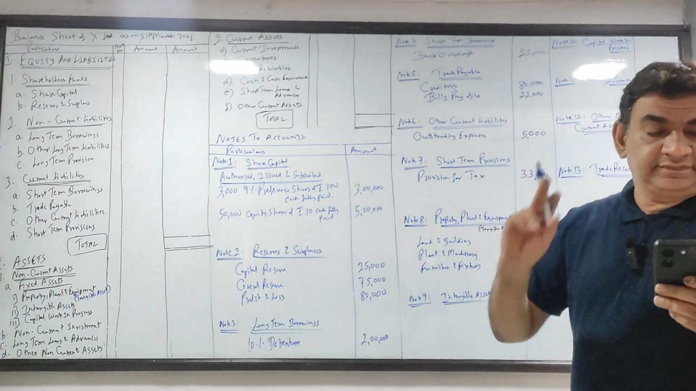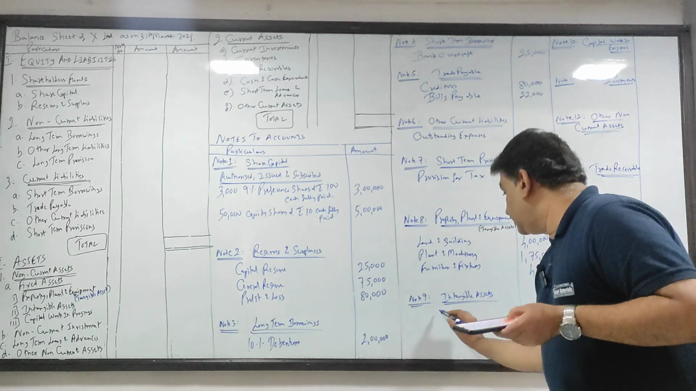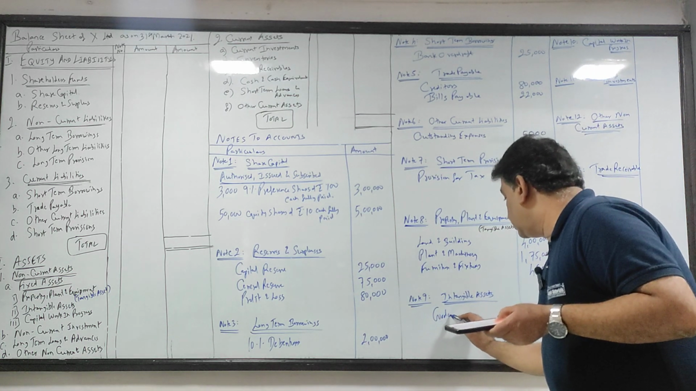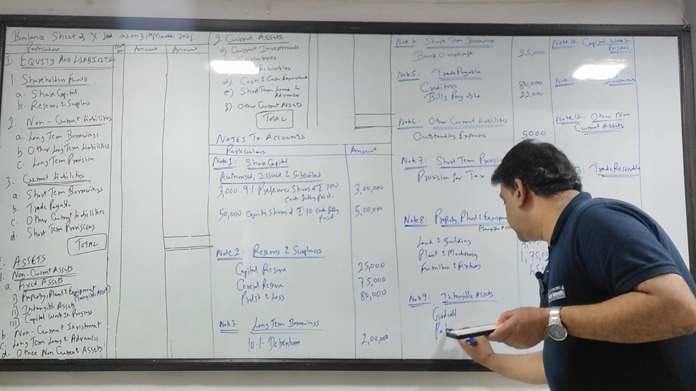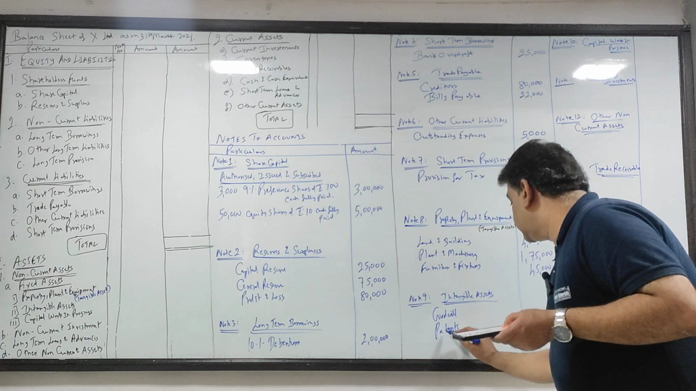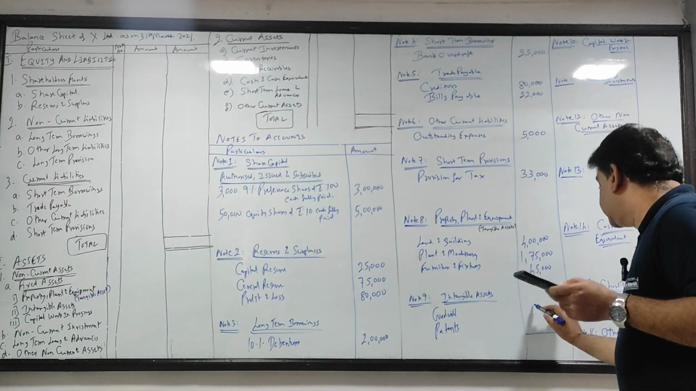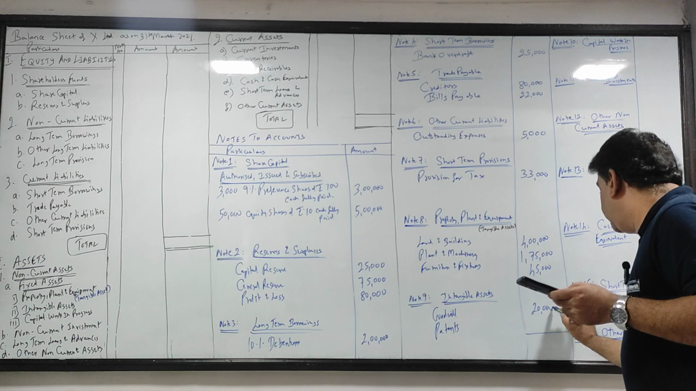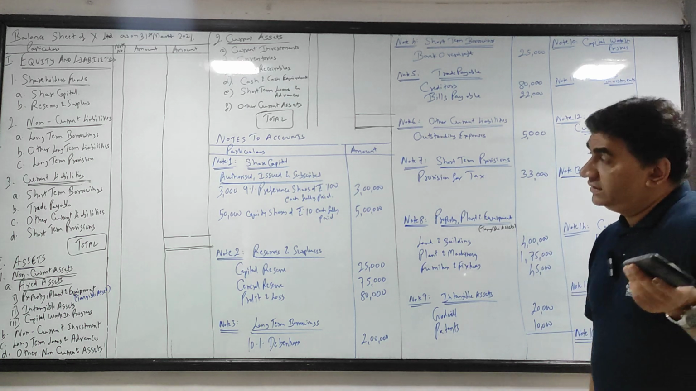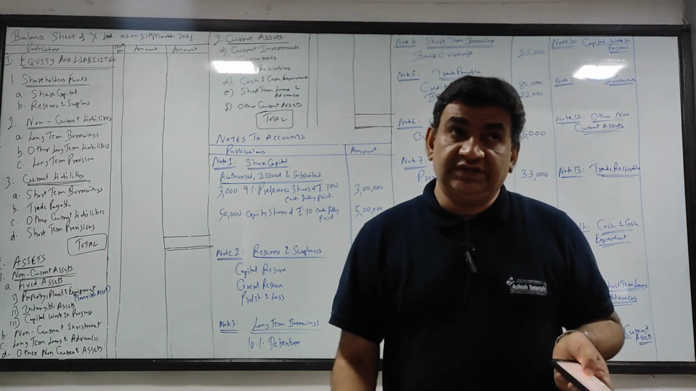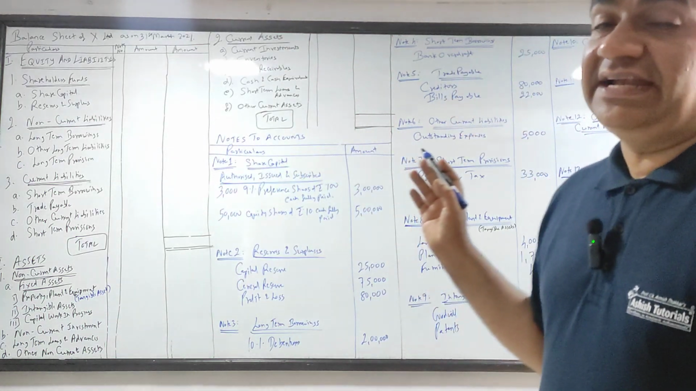Next, goodwill, patents. We know both are intangible. So goodwill, patents, both will be a part of intangible assets. So goodwill 20,000, patents 10,000. Building under construction, as I told you, it will be a part of capital WIP.